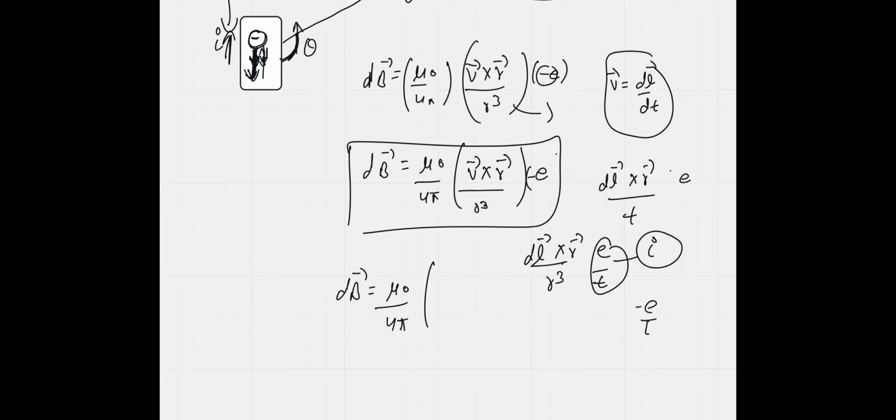In another way, just take it as it is, whatever you want. E by t we have. Just think of it: instead of e by t, I'm going to replace it with I. And the negative was there. So dl cross r divided by r cube, and I is there.